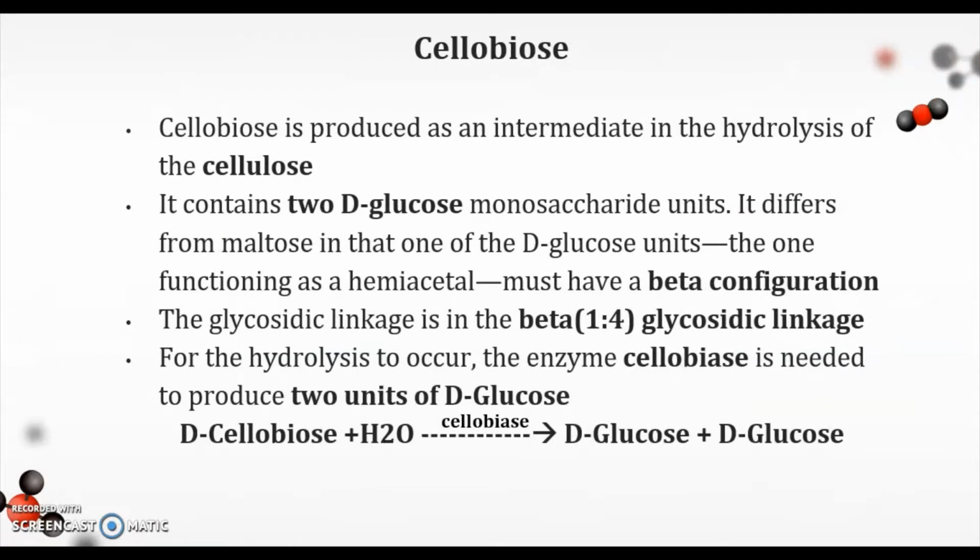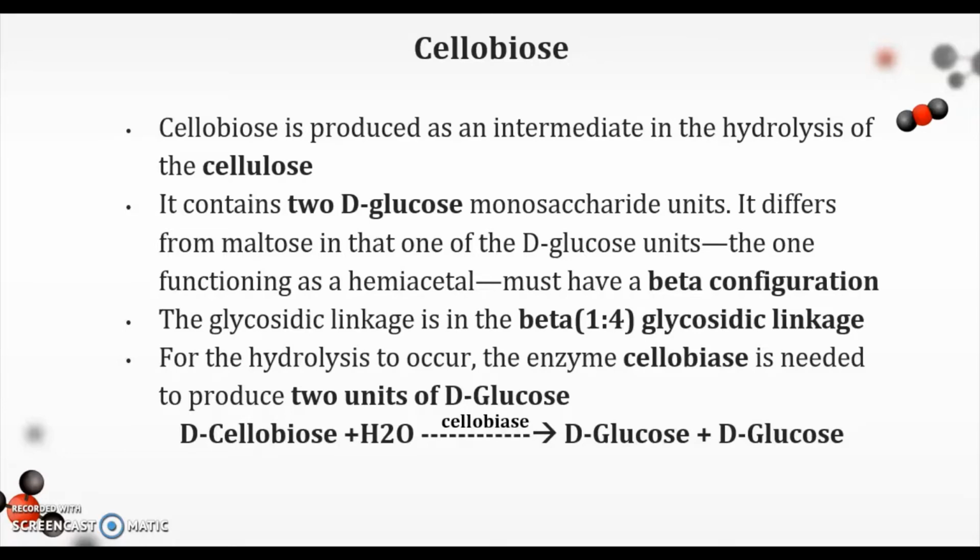Next, cellobiose. Cellobiose is produced as an intermediate in the hydrolysis of the polysaccharide cellulose. It differs from maltose in that one of the D-glucose units, which functions as the hemiacetal, must have a beta configuration. Cellobiose has a beta-1,4 glycosidic linkage.